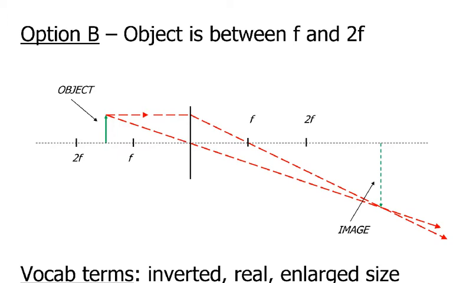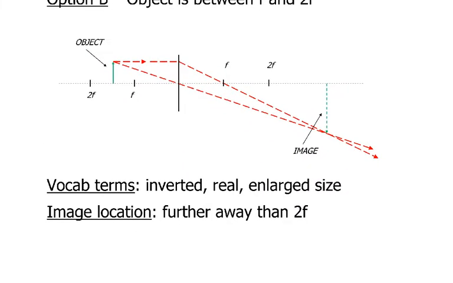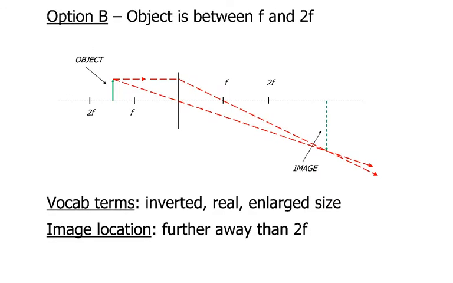Alright, so we draw in the ray number 1, bam, just like that. Ray number 2, straight through the middle. Where they intersect is over here. Draw in the image, and there we have it. It is further away from the lens than 2F, and it's larger, right? The size is bigger than the object was. So those are the features of option B.